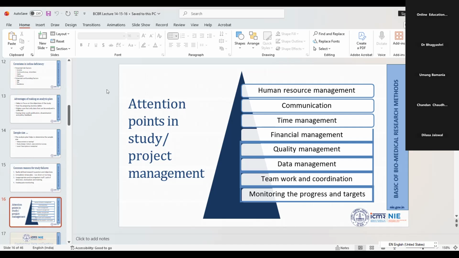Then financial management, which is again a crucial aspect. Sometimes what happens is that there is good finance for the project, so all the money is released at the start of the research only. Then after some time there is a glitch. So it is better to release the amount in a phased manner. This is called financial management. Then quality management, which is again important: the quality of data collection, data management, data analysis, all that. Then teamwork and coordination, which is required. Then monitoring the progress and targets by the investigator, which is again very important.